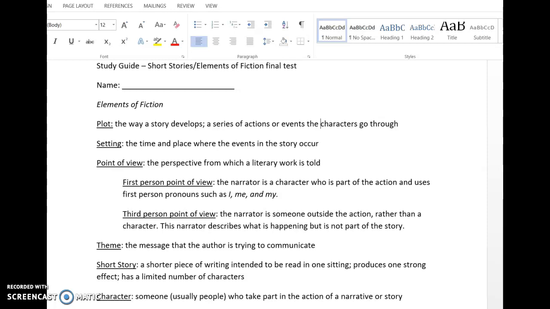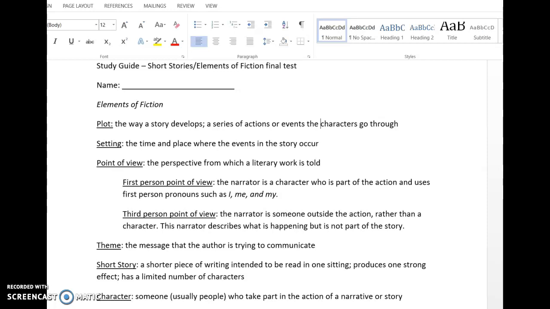Point of view. Most of you did this just fine on your worksheet for your short stories, but we didn't really have a chance to review this before you went and did your short stories. Probably something I should have done. But I want you to know that point of view is the perspective from which a literary work or a story is told. So first person would be the narrator is a character who is part of the action and uses first person pronouns such as I, me, my. So when you've got an I voice describing what's going on in the story, that's first person point of view.